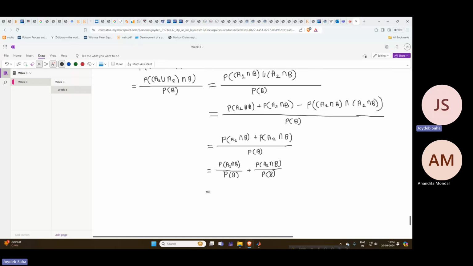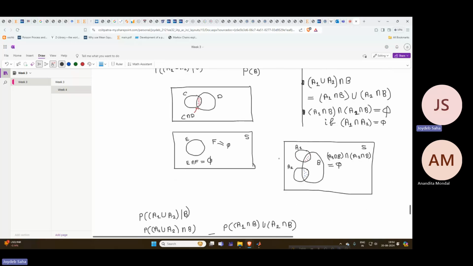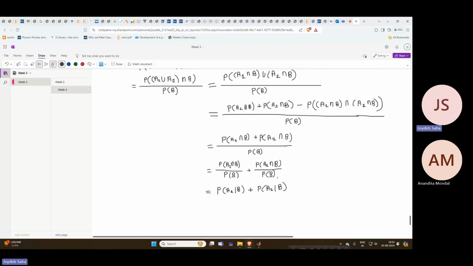And what is this? This is nothing but probability of A1 under the condition of B plus probability of A2 under the condition B. And it was only to be proven, right? This one. So is it clear or is there any confusion?